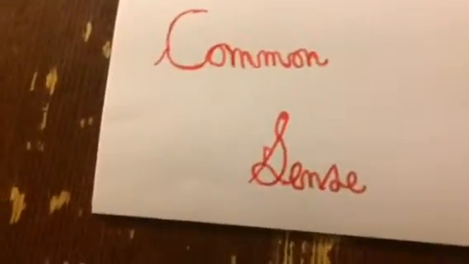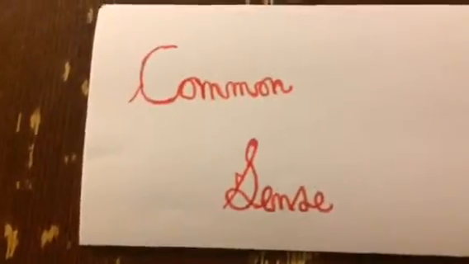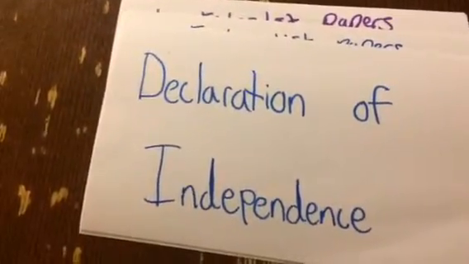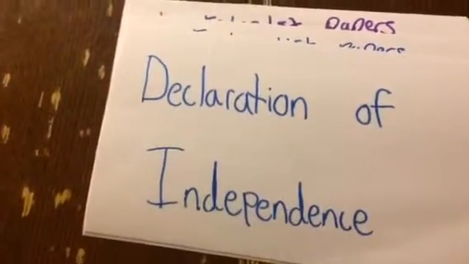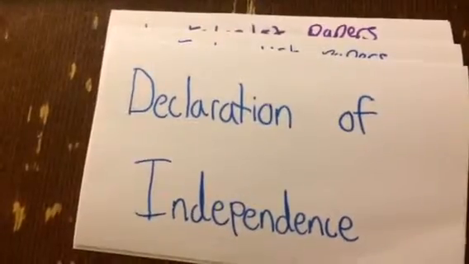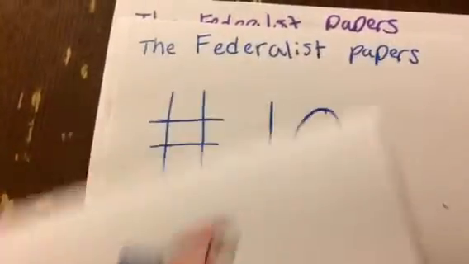Common Sense was a pamphlet written in 1775 to inspire colonists to want independence from the British. The Declaration of Independence, July 4th, 1776, was written by the Continental Congress claiming independence from the British. America.